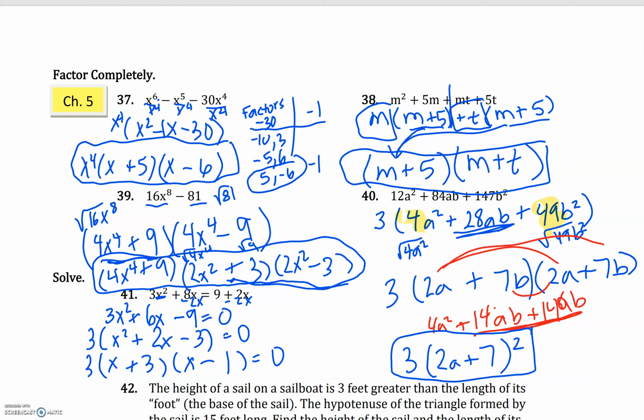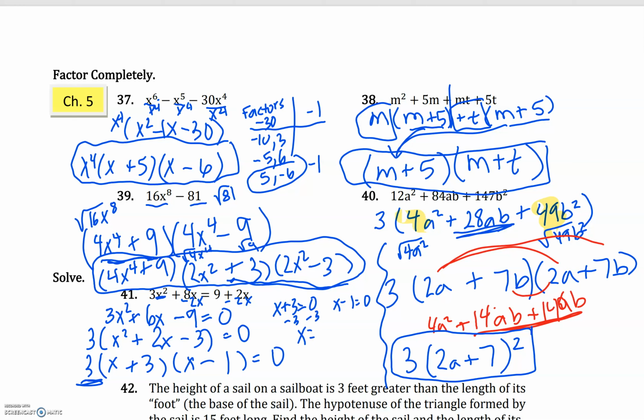I've got to solve for what x will give me 0. So either x plus 3 equals 0 or x minus 1 equals 0. And we don't have to worry about the 3 at the beginning, because if the other two are 0, multiplying by 3 is not going to make any difference. If it helps you, you can divide everything by 3, and then it's gone. That works too.